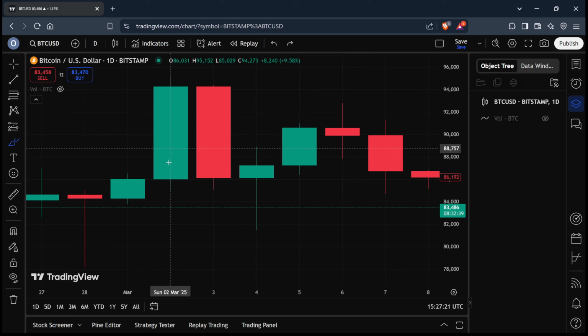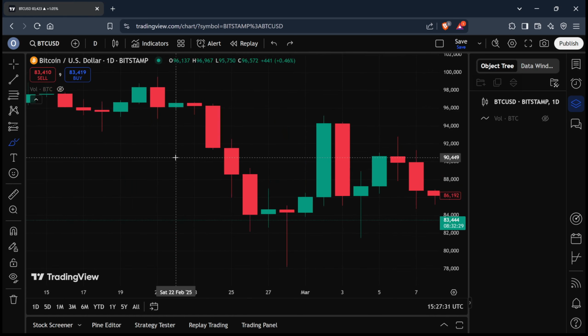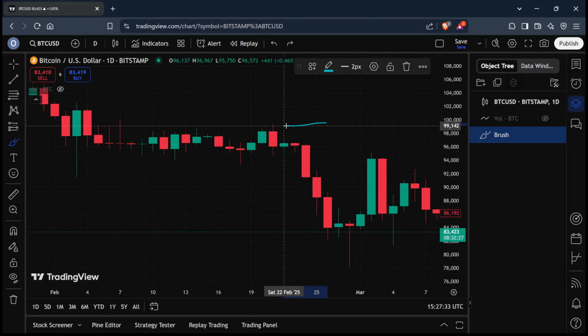The body of the candle is the open and closing price. If the candle is green, that means it closed higher than when it opened. If it's red, that means it closed lower than when it opened. Let's zoom out a little bit. So there's candles and wicks everywhere.